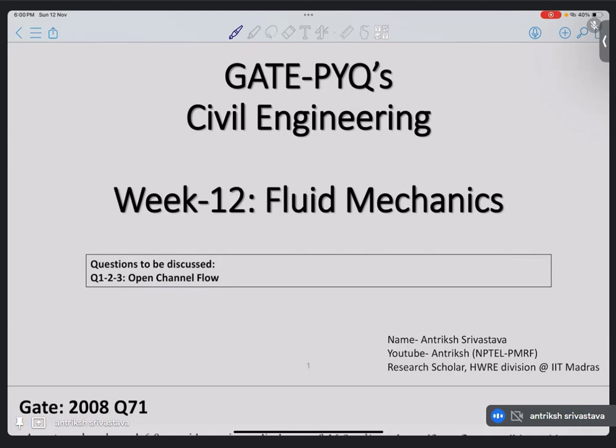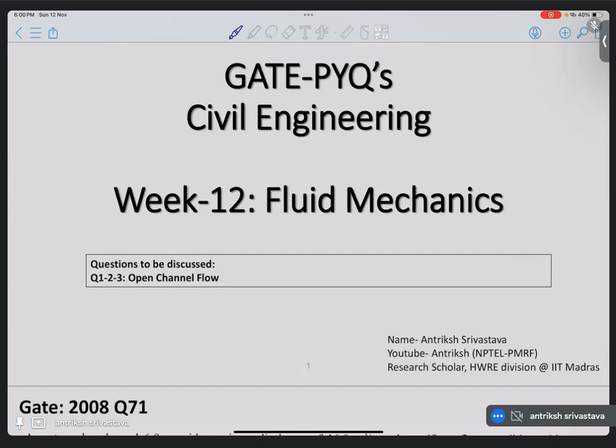Today is week 12 of our discussion for GATE preparation, previous year questions, and today we'll discuss fluid mechanics. We'll discuss three questions today, all previous year questions, and they will be on open channel flow. We'll look into some concepts that deal with uniform flow and when there is a hump or a channel constriction, and maybe we'll look at some derivations along the way.